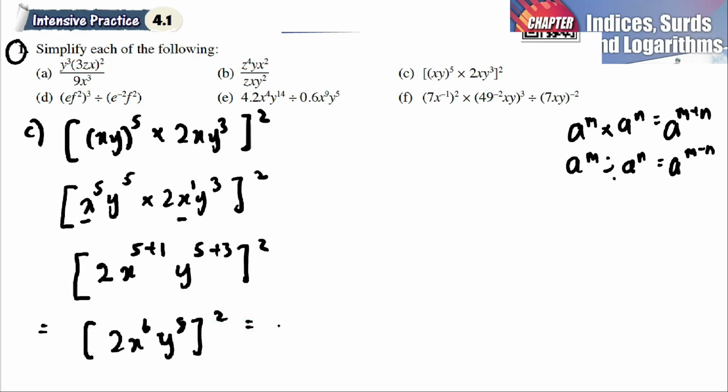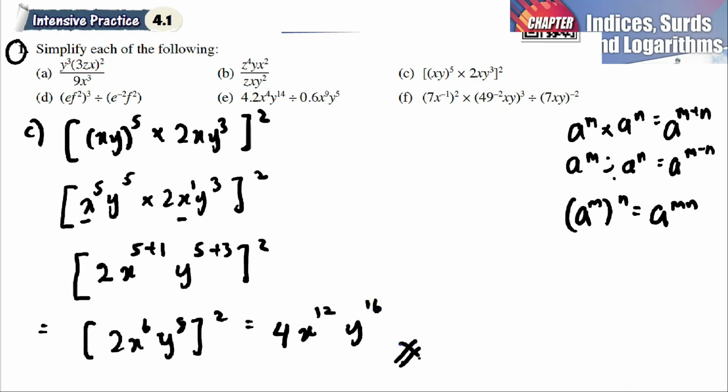So 2 squared we get 4. So here, okay, we have another one, a^m power of n. When we have the power, we have to multiply. So a^(mn). So here 6 times 2 we get 12, x power of 12, and y, 8 times 2 is 16, y^16. So we don't have any negative power here, so this is it.